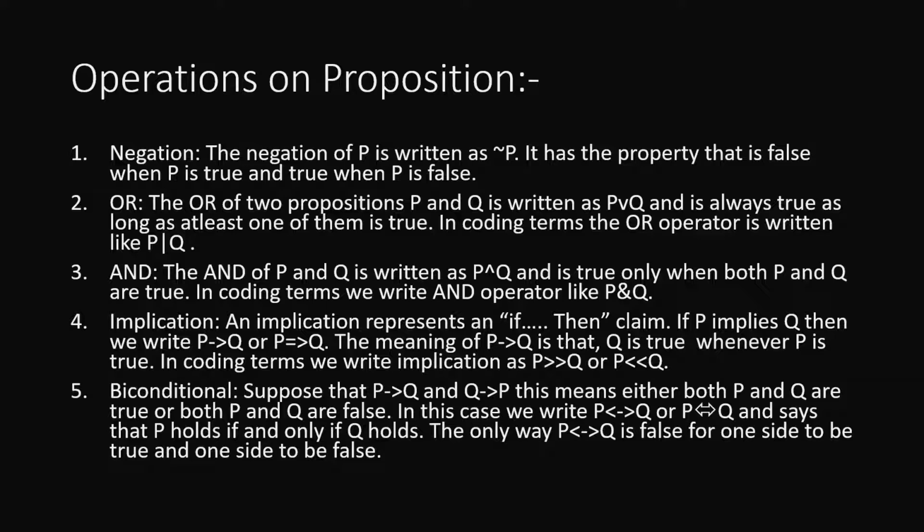The second one is or. The or of two propositions p and q is written like this and is always true as long as at least one of them is true. In coding terms, we use the straight line to represent or. And the and of p and q is written like this and is true only when both p and q are true at a time. In coding terms, and is represented by the and.